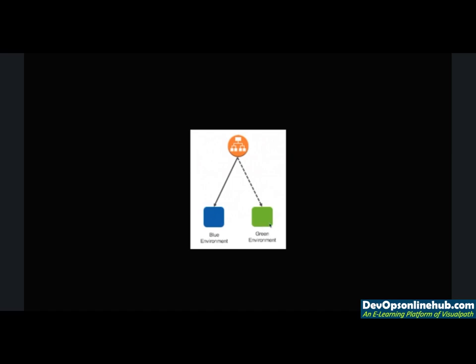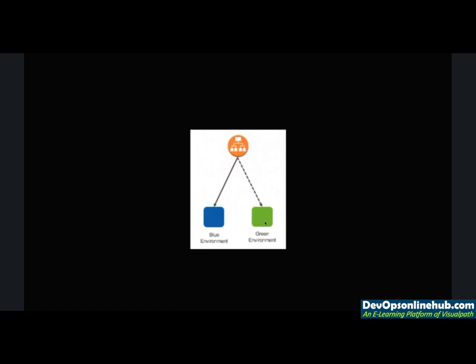So now you have two environments. The blue environment contains your current code, and the green environment contains your new code. Then all you do is switch your DNS. So all the traffic will now be routed to the new environment with the new code instead of the old, current environment.